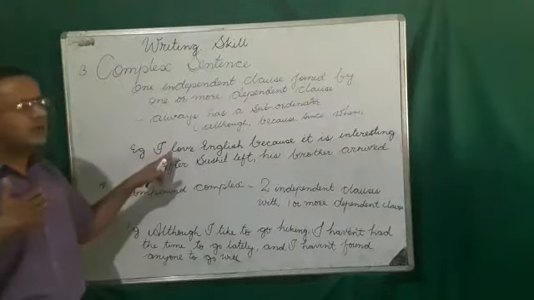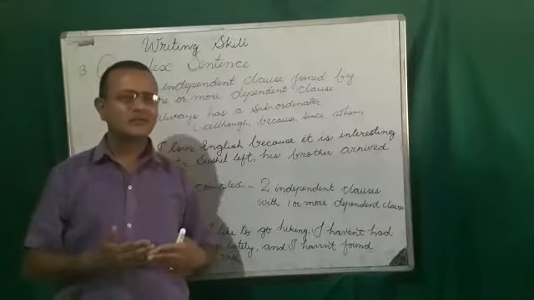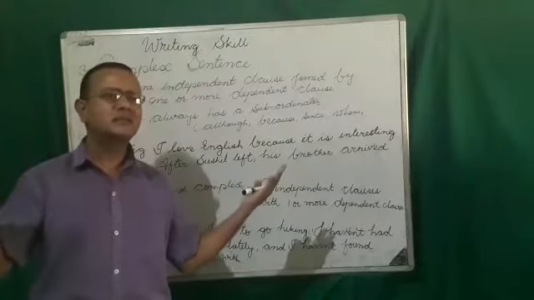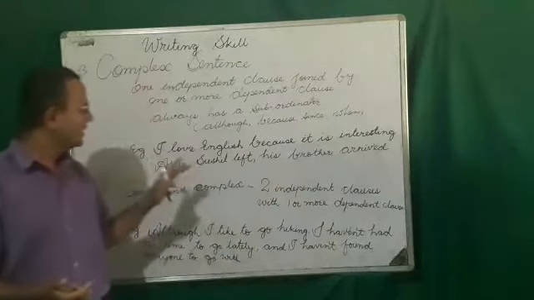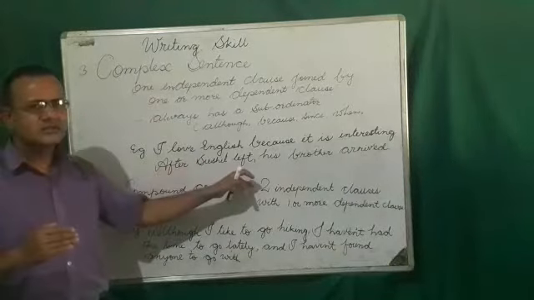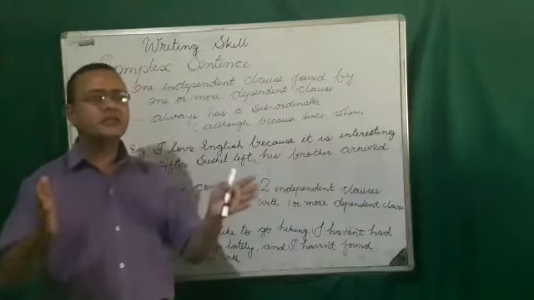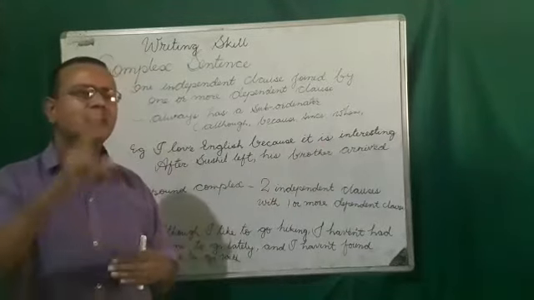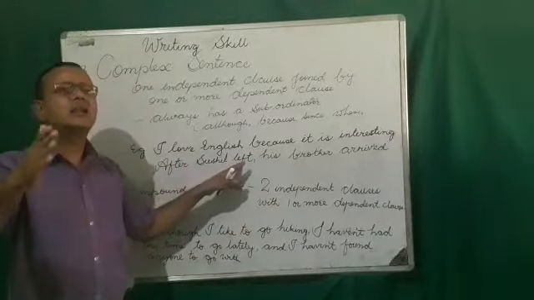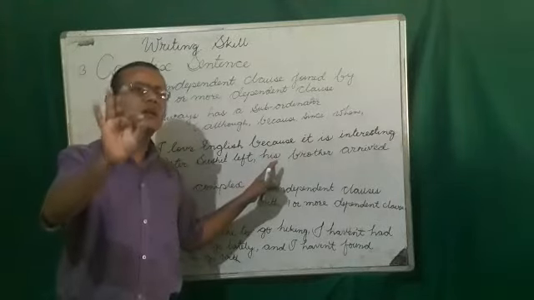Example: I love English because it is interesting. Do you love English? Yes, you do. I love English because it is interesting to me. Okay? Another one is: After Susil left, his brother arrived. After Susil left, his brother arrived. Here, after Susil left is a dependent clause. His brother arrived is an independent clause.